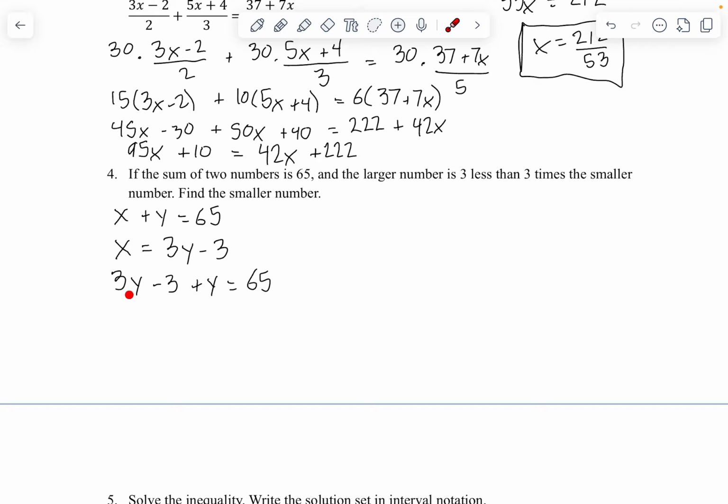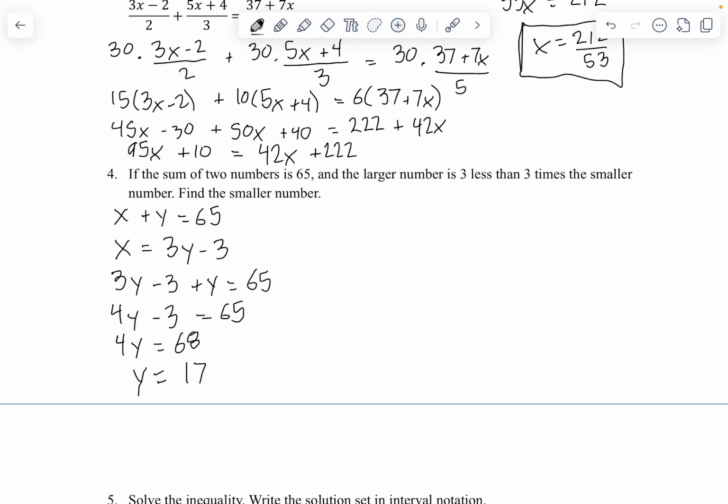Combining like terms, 3y plus y is 4y. 4y minus 3 equals 65. Add 3 to both sides. I get 4y equals 68. Divide both sides by 4. 68 divided by 4 is 17.